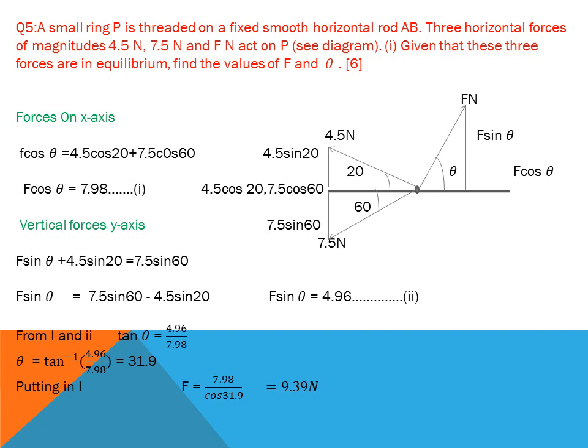Now dividing equation number 2 by 1, I get that tan theta is equal to 4.96 over 7.98. Theta is equal to tan inverse of 4.96 over 7.98, which is 31.9 degrees. Putting this value of theta in equation number 1, I find that F is equal to 9.39.